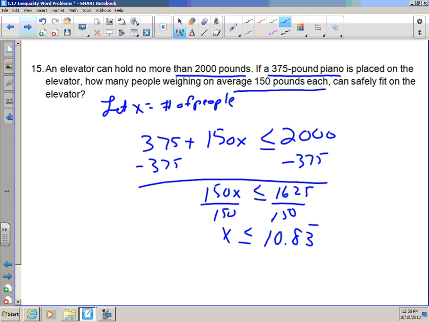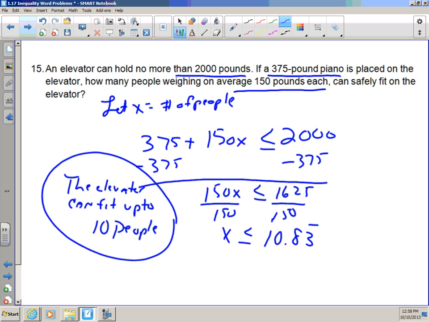So the elevator can fit up to 10 people. If I went to 11, I'm going to be slightly over the 2,000 pound capacity.